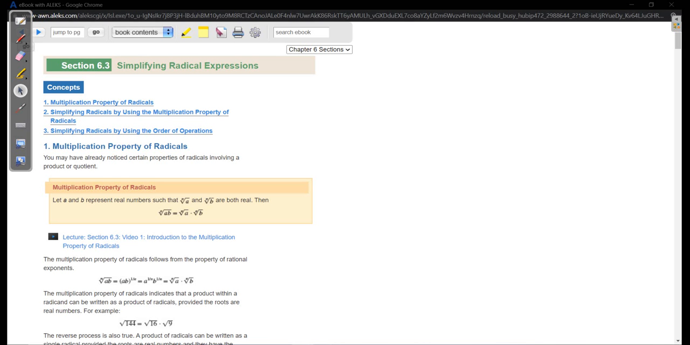Okay, today we're talking about Chapter 6, Section 3, Simplifying Radical Expressions.